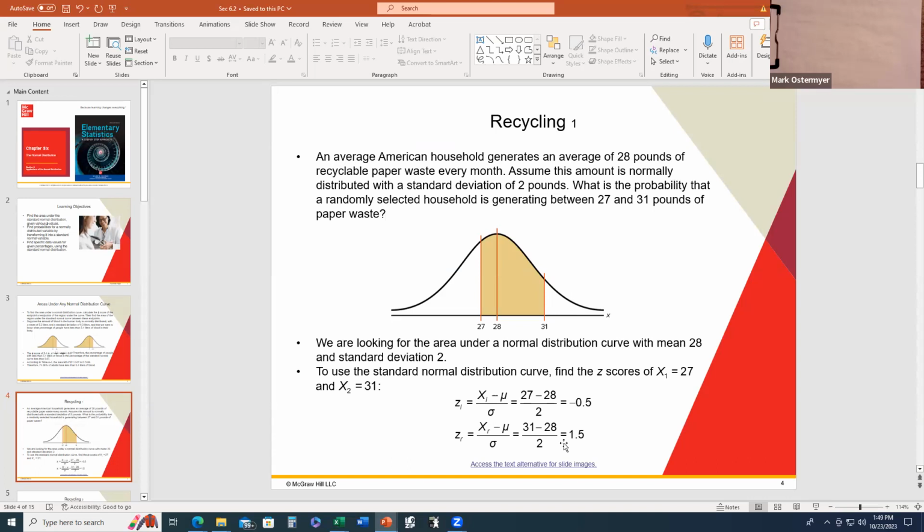So in other words, they really want us to compute this probability here, where X represents the weight of recyclable pounds of paper waste per month. We're really being asked to find this probability that X lies between 27 and 31.